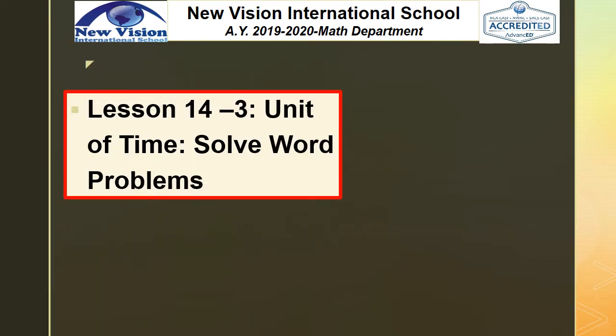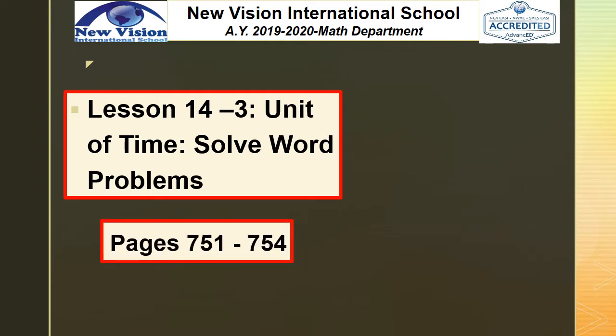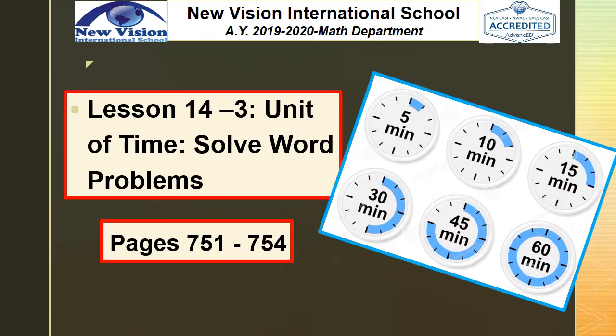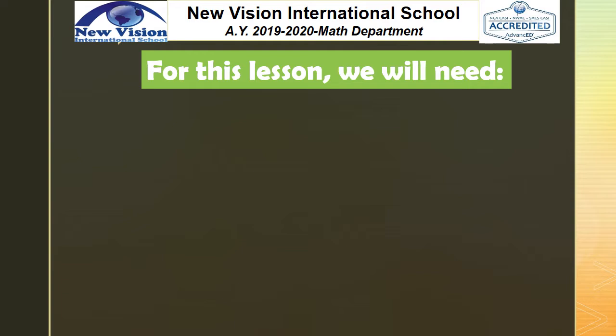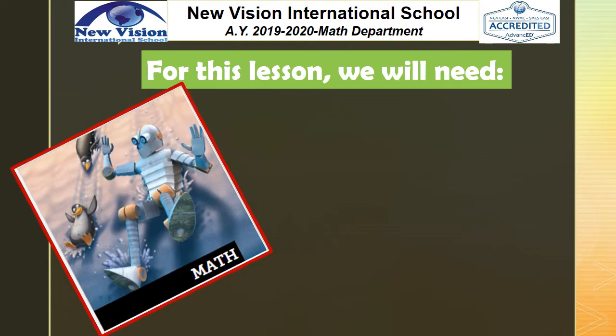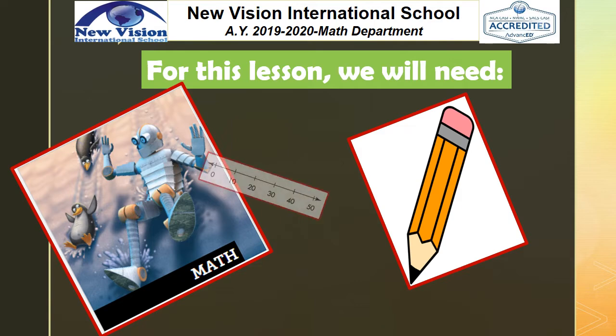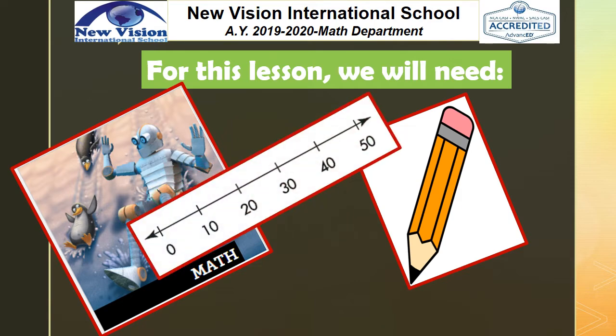So for today, we are going to have topic 14, lesson 3, that is unit of time, solve word problems, on pages 751 to 754. Okay. But before that, for this lesson, we will need your math book, your pencil, and a number line. Or you may also prepare with you a ruler so that you can make a number line in case you don't have any number line with you.